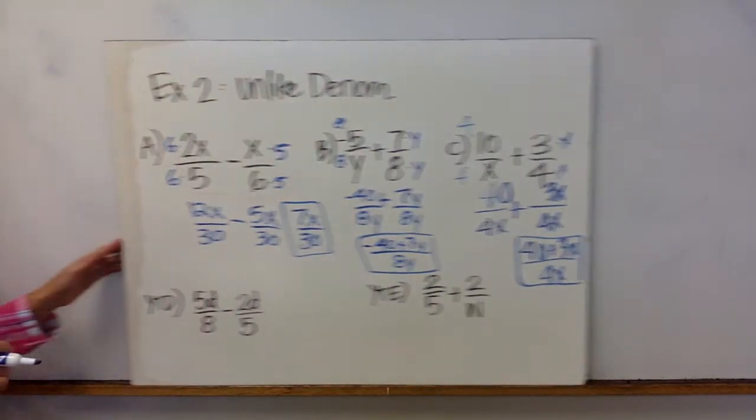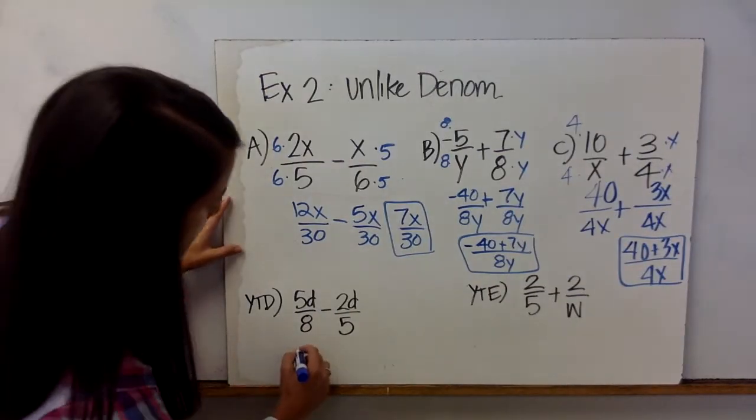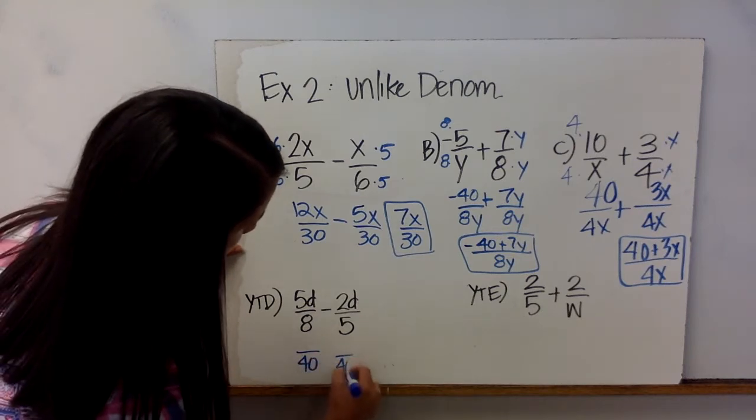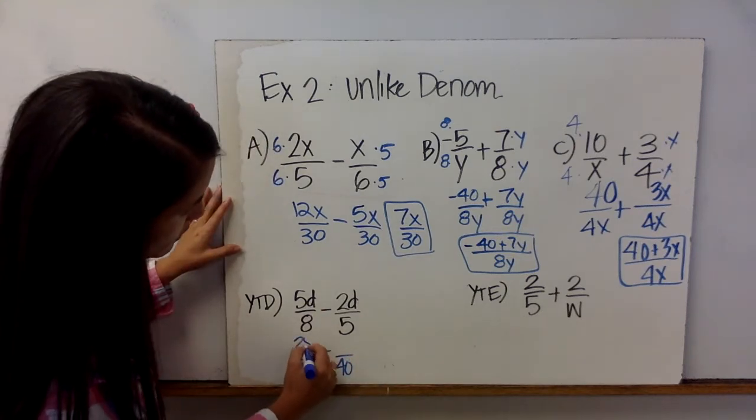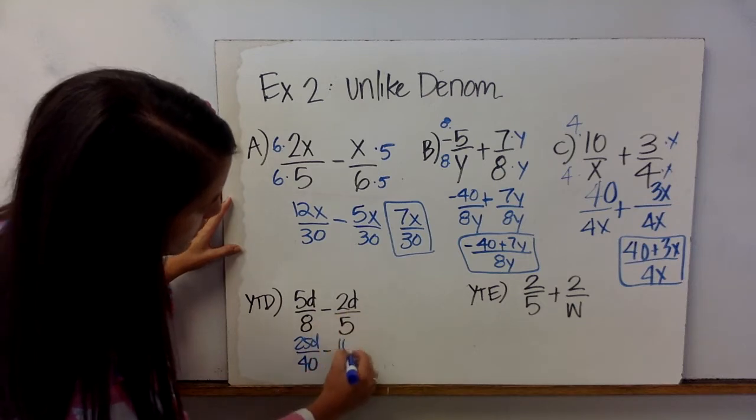All right, so you try D. Common denominator is 40, and this is 25d minus 16d.